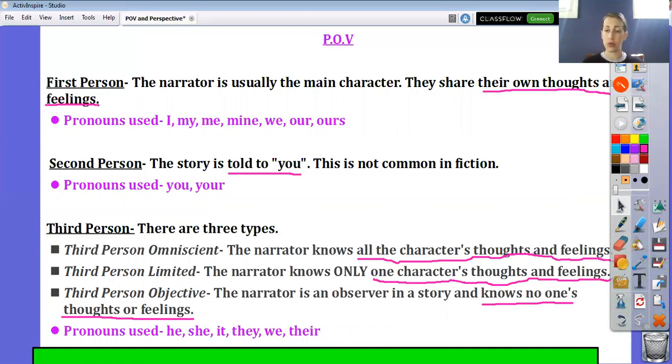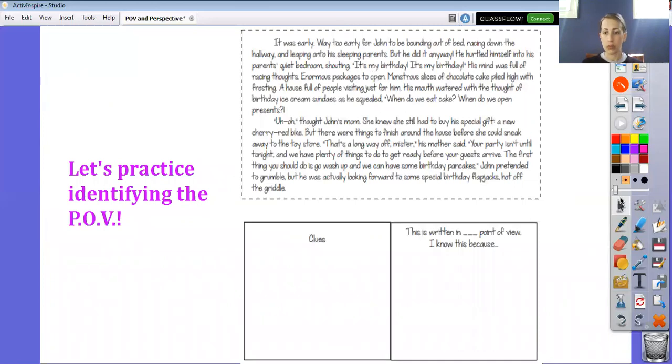So now we are going to look at some example stories, and we're going to be highlighting pronouns to help us to figure out what point of view it's told in, as well as thinking about whose thoughts and feelings do we know and who is actually telling the story. So let's look at this first one, and we can highlight our pronouns as we read.